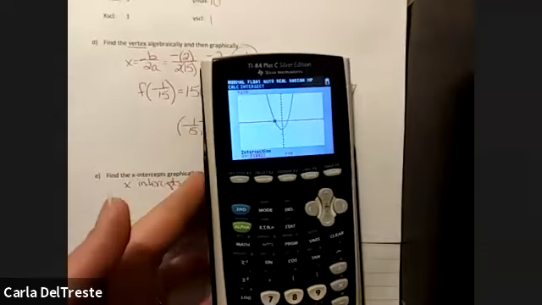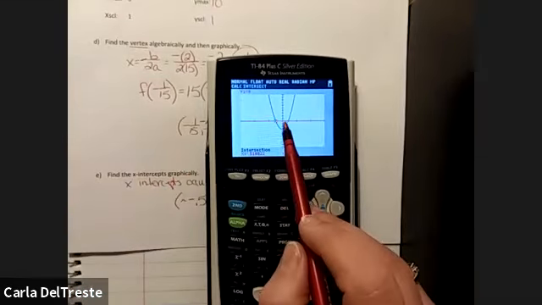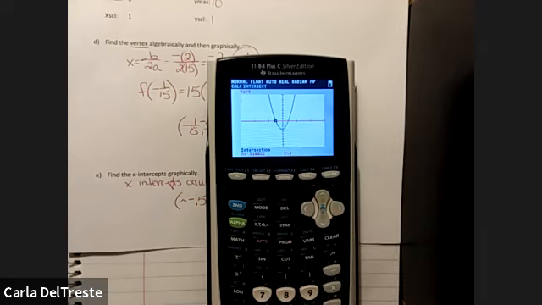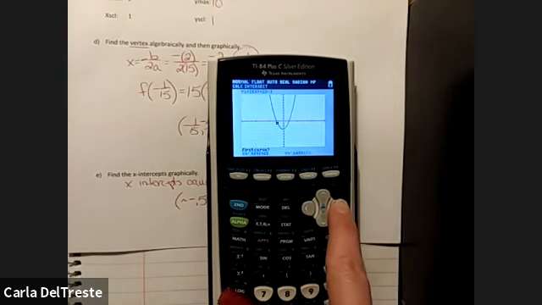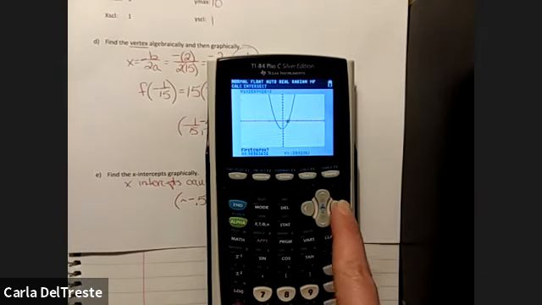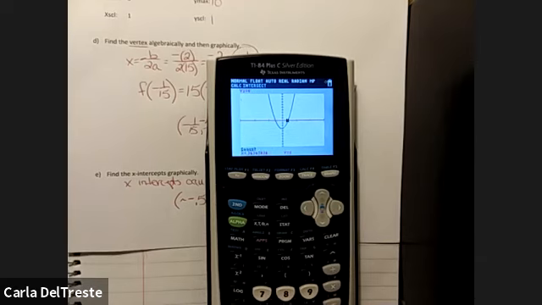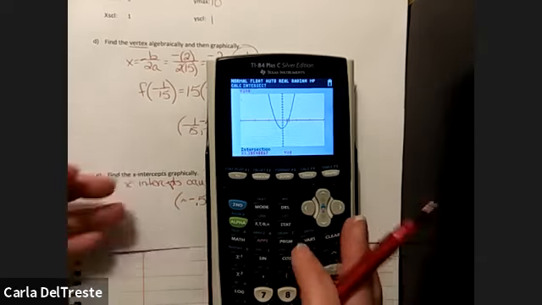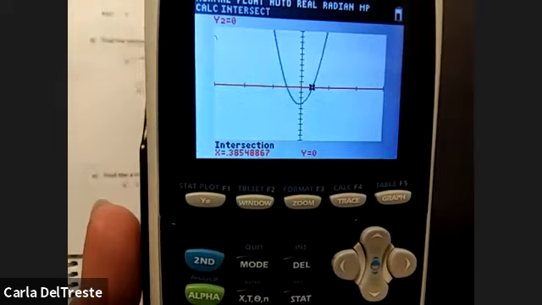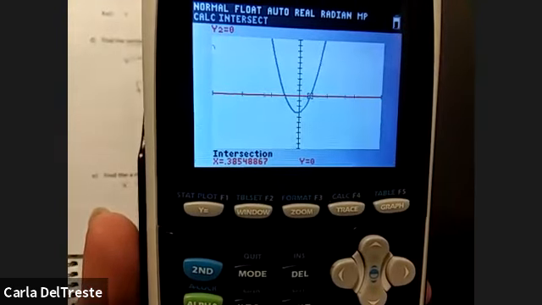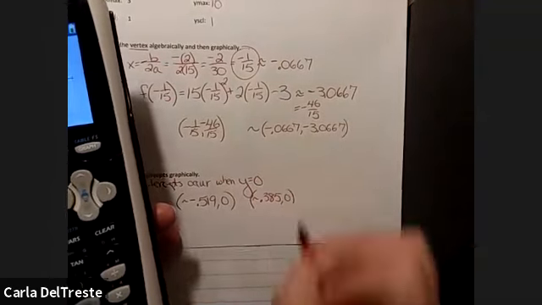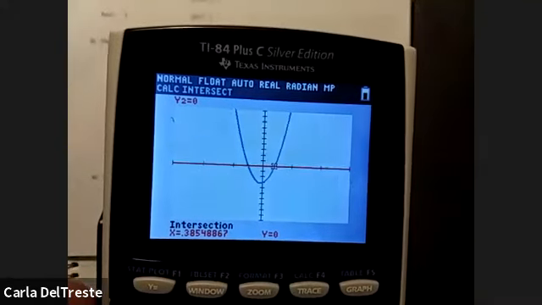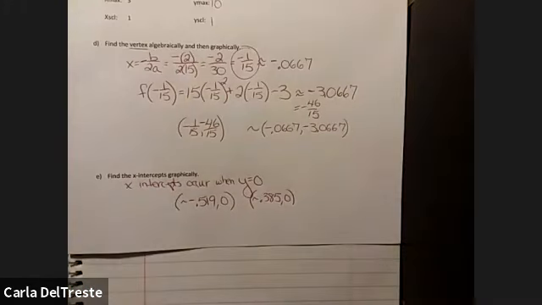But I don't have just one. I have 2 x-intercepts. So I have to go through the whole process again. Second trace, number 5, go over to the other intersection, keep hitting enter until you see the word intersection, and I get 0.385, comma 0. And those would be my 2 x-intercepts.